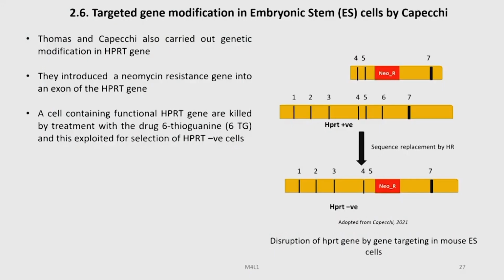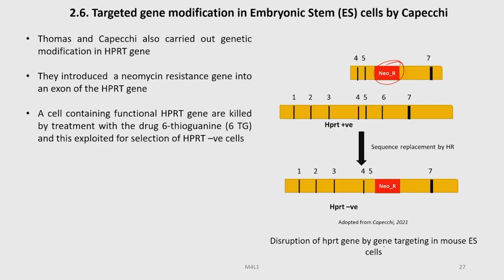Let us now discuss targeted gene modification in embryonic stem cells as carried out by Capecchi. Thomas and Capecchi carried out the genetic modification of the HPRT gene. They introduced a neomycin resistant gene into an exon of the HPRT gene. So, this is the neomycin resistant gene. Cells containing a functional HPRT gene are killed by treatment with the drug 6-TG, or 6-thioguanine, and this was exploited for selection of HPRT negative cells.